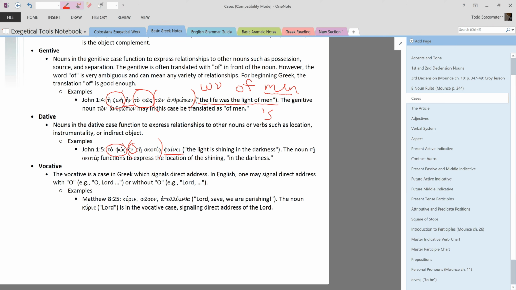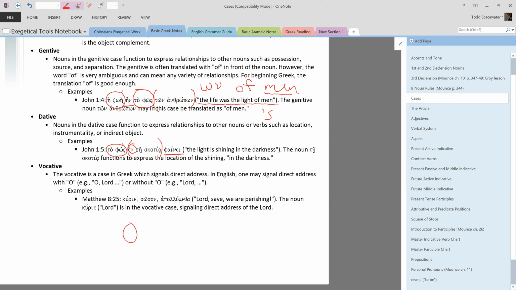The fifth and last case in Greek is called the vocative. The vocative case is the case that signals direct address. In English, we would signal this with the word "O," which you would see not with the H. It would just be "O," like "O Lord," or "O God." Maybe you start a prayer like that, "O Lord," and you continue on.